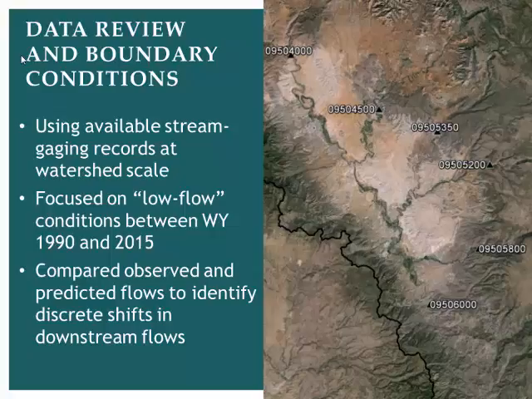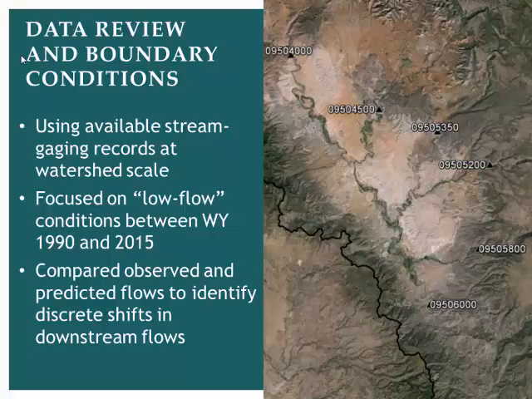We needed to establish some boundary conditions. Essentially, we're applying a before and after control impact statistical analysis. We focused on low flow conditions between water years 1990 and 2015. A lot of TNC's projects and other groups within the watershed have been implementing water conservation projects since about 2010. So this contemporary time period straddles that pretty well, with a little more bias toward before 2010.